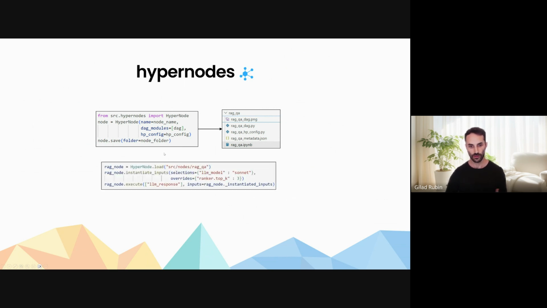And then if we want to run or execute these, we can just load the node from disk, from the folder. We instantiate the inputs with our selections. So I selected LLM model to be Sonnet. If I left it empty, it would just take the default. And I decided to override the top K for the ranker. This returns only the top 3 chunks of text that are relevant to the query. Once I instantiated the inputs, I can execute the DAG. I can tell it to return the LLM response as the final var variable, and then have the inputs be the one I instantiated.